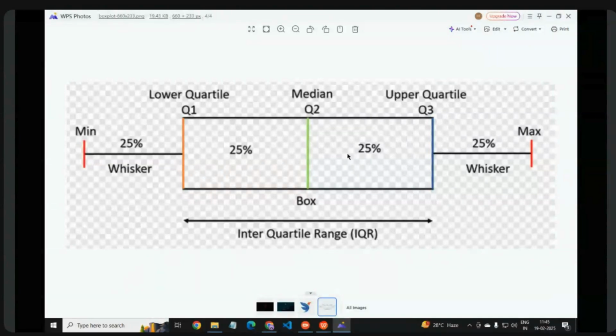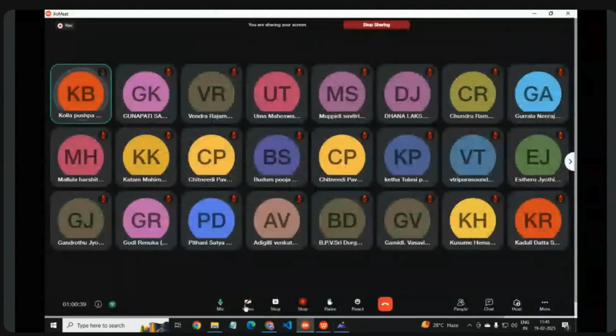Which data is not present in between the minimum and maximum? It is outside the minimum and maximum range, and it is known as outliers. The minimum to Q1 we consider as 25%. This line is known as a whisker, and this line is also called a whisker.